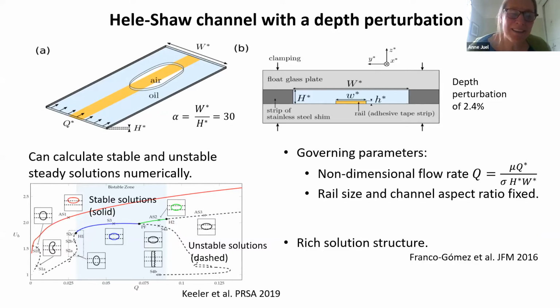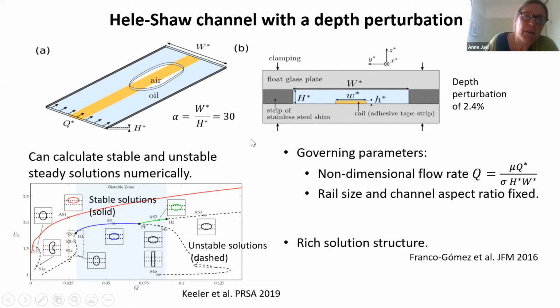One of the reasons for that is that it's easier to look at a bubble than long fingers numerically. But also, we then perturb the Hele-Shaw channel with a small rail, which you can see here along the length of the channel, and which makes a depth perturbation of about 2.4% in our case. And then we propagate the bubble by imposing a constant flow rate. So the main governing parameter in our system is going to be the non-dimensional flow rate, which is akin to a capillary number. And then we're going to fix the rail size and all the geometric parameters in the channel.